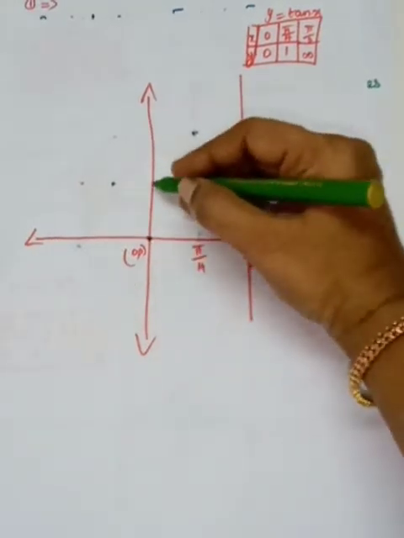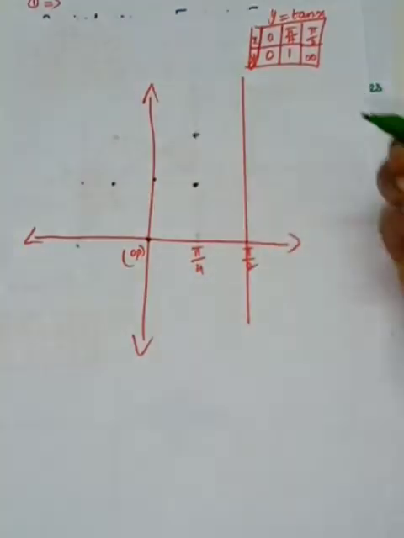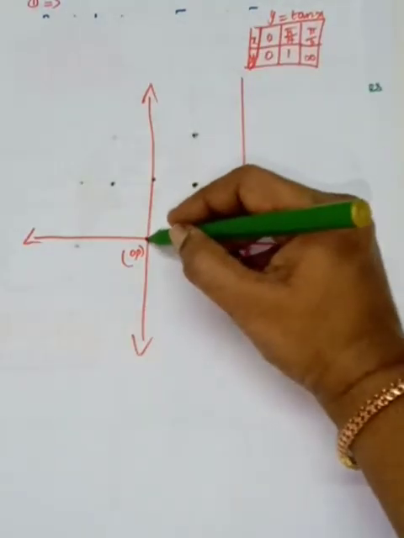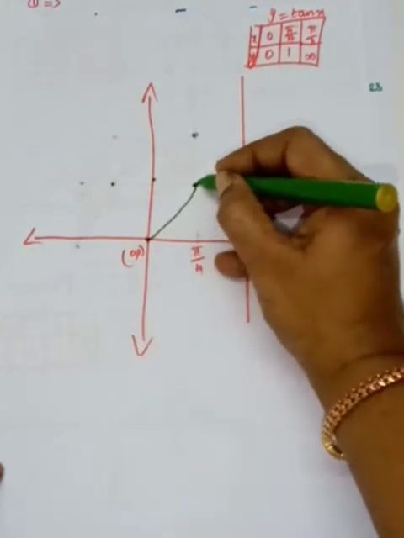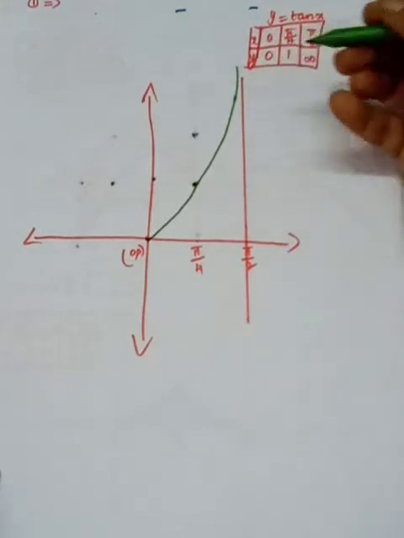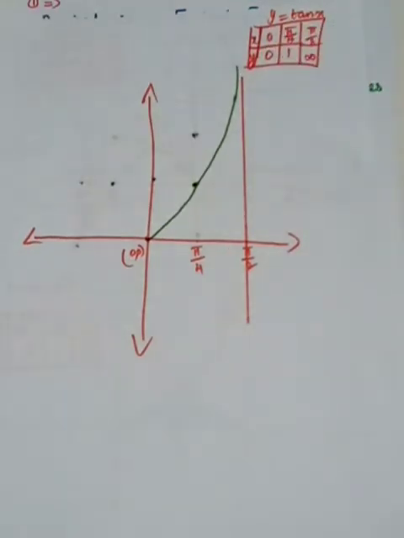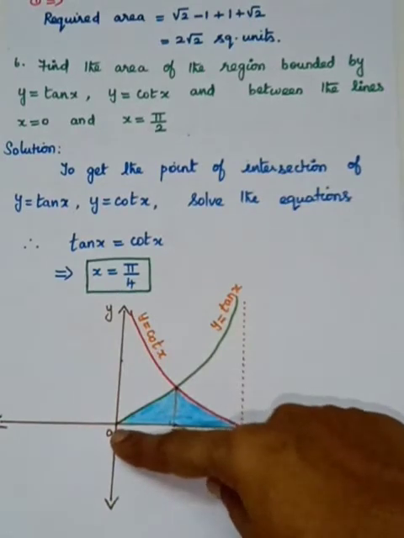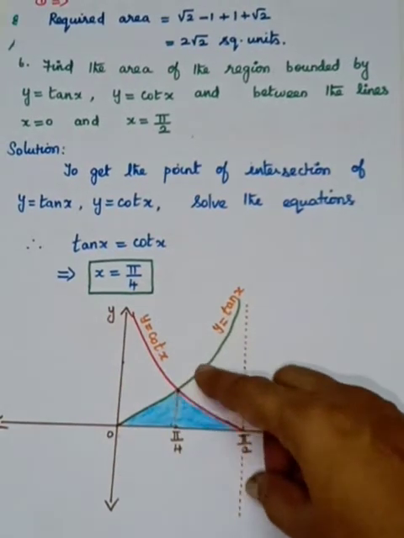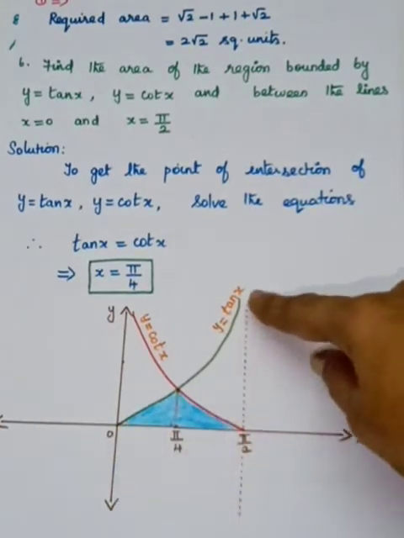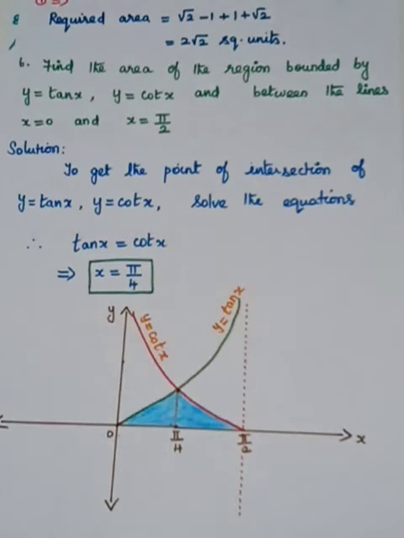And at pi by 4 it will reach 1. So here you will have 1, pi by 4 comma 1. Then at pi by 2 it goes to infinity. So therefore y is equal to tan x will be like this. It will not touch, it will go to infinity. So this is your y is equal to tan x. You see the diagram. Here the same way 0 comma 0, pi by 4 comma 1, then it reached infinity when x is equal to pi by 2. The green color curve is drawn, y is equal to tan x within the limit 0 to pi by 2.